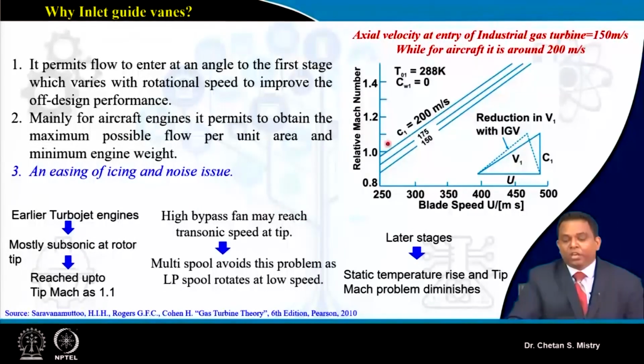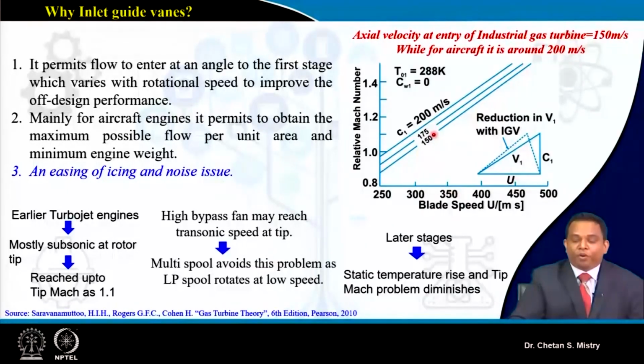Okay. Now here if you look at this plot, it is relating your blade speed, your axial velocity and your relative Mach number. Suppose I am not incorporating an inlet guide vane, so my axial velocity and absolute velocity are the same. What is our requirement? We want to increase the rotational speed of our wheel. That means I will be increasing from 300 to 350 or maybe 400.